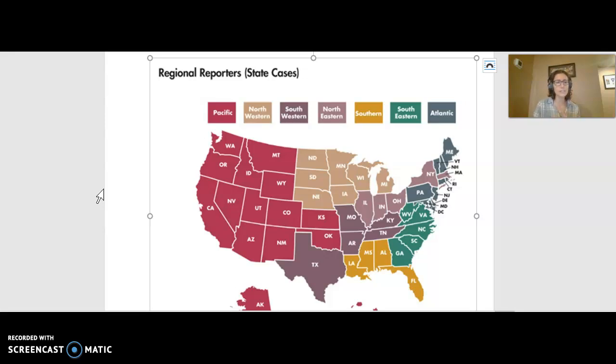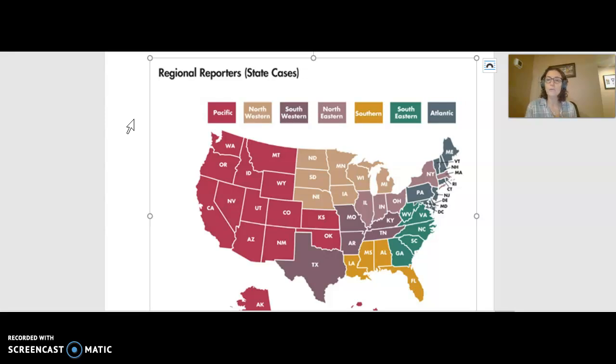This is loosely geographical. You can see it's not exact, but West developed these 7 reporters, and these are their names: the Pacific Reporter, Northwestern Reporter, Southwestern, Northeastern, I'm sure that one sounds familiar to you, Southern, Southeastern, and Atlantic, and grouped together different states and said, okay, states that are in the Pacific Reporter, those are the states that you can see in the maroon color here. All of those state cases are published in the Pacific Reporter. And guess what order? Chronological.